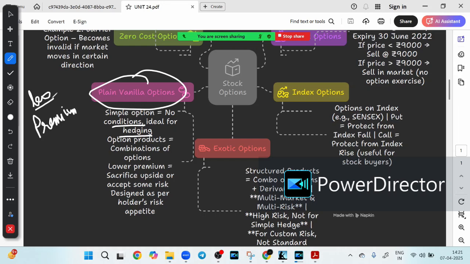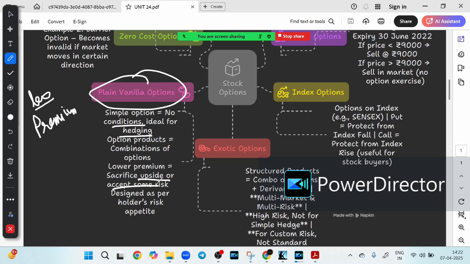Like, suppose there is something called a range forward. Range forward means what? You get a better rate unless the market crosses that level. And the second is called a barrier option, which means it becomes inactive if the market moves in a certain direction. So it is ideal for those who want protection without paying premium. Suppose you want protection, you want insurance, but you don't want to pay premium. Then the zero cost option is the ideal thing. You are okay with certain conditions, but you don't want to pay premium, right? Like a range forward, a better rate unless the market crosses a certain level, and a barrier option that becomes invalid if the market moves in a certain direction.